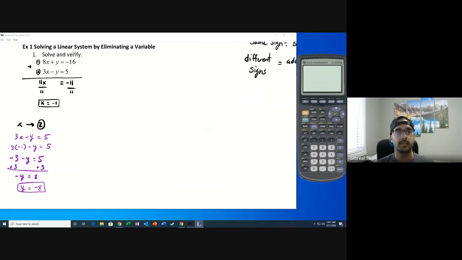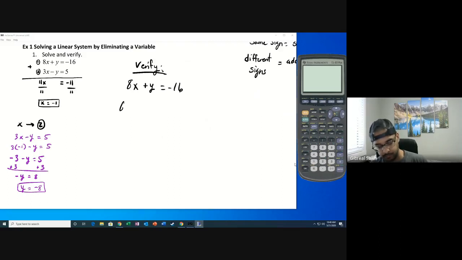We are also asked to verify this. Since it is an algebraic method, it's possible that we may have messed up along the way. It usually happens with a negative. Sometimes it happens just by adding. When we do that calculation in our heads, sometimes we mess it up. It's just human nature. So we'll go back in and verify it just to double check. So here's our verify step. Let's do the first one. 8x plus y equals negative 16.